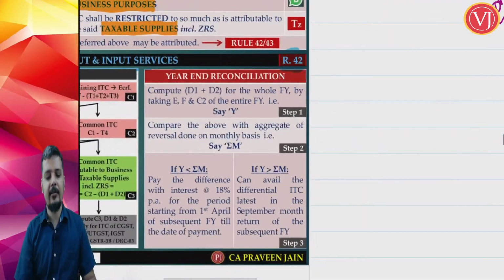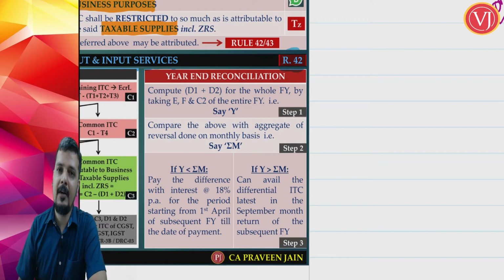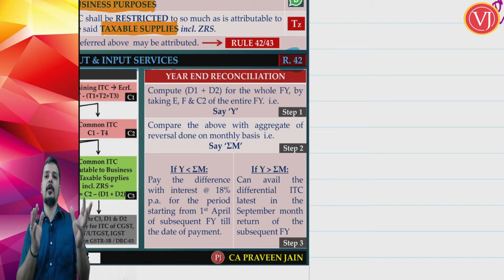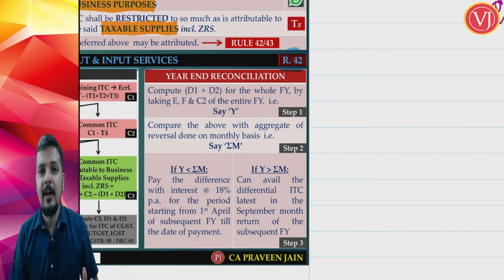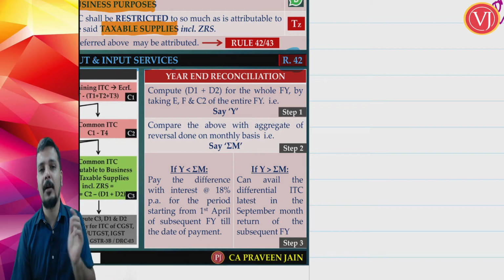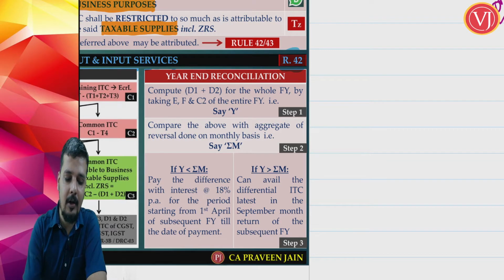Year end reconciliation you should do. You should work out the same thing at year end as well. D1 and D2 reversal you should work out, which means that month on month you will be doing D1, D2, D1, D2. D2 will not always come, only if the question gives data that certain inputs and input services are used both for business and personal purposes. Otherwise D2 will not come, only D1 will be there. So year end reconciliation you are required to do.